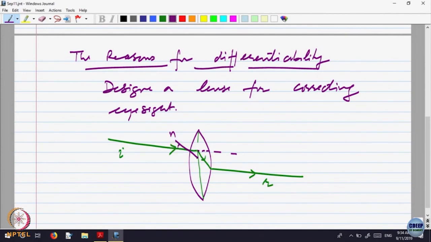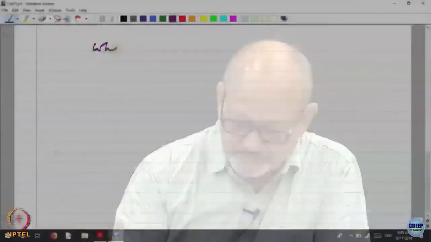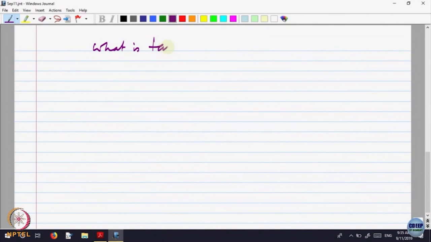Now the question comes, what is the normal to the surface? Right? How do I draw a normal? To draw a normal, you should draw a tangent, because the normal is taken as the line which is perpendicular to the tangent, right? So, what is the meaning of a tangent to a curved surface? So basically it comes down to what a tangent is.